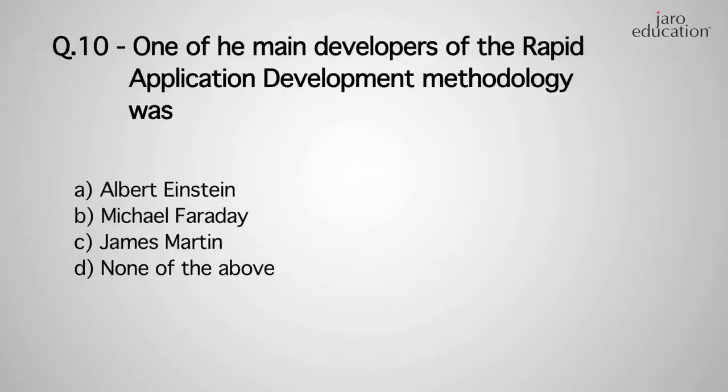We talked about rapid application development methodology in Unit 1. So one of the main developers of this methodology was it A, Albert Einstein, B, Michael Faraday, C, James Martin, or D, none of the above? I think from your memory you should get that we did not mention anything about Albert Einstein or Michael Faraday, whether they have done something for the software processes or not. We did talk about James Martin, and the answer is C, James Martin.